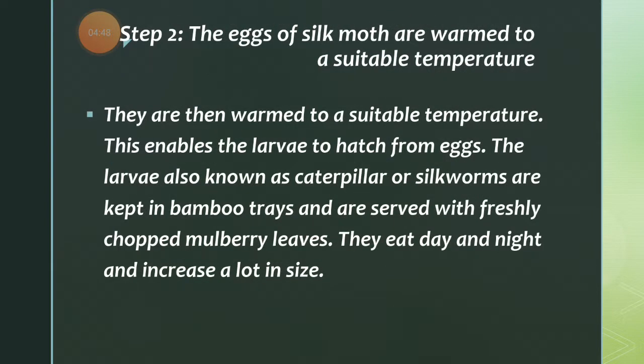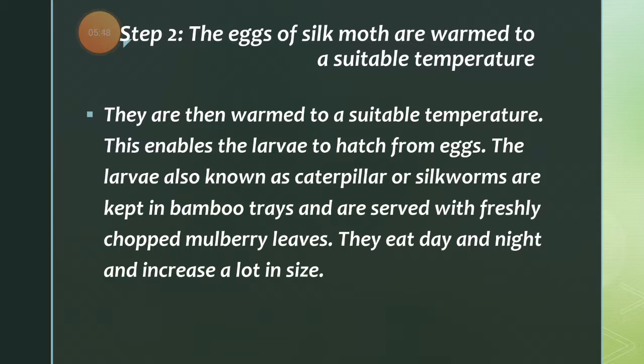Step 2. The eggs of a silk moth are warmed to a suitable temperature. When the eggs are warmed, they hatch. This enables the larvae to hatch from the eggs. Larva is the first stage of the silkworm. The larva is also known as a caterpillar. The silkworms are kept in bamboo trays, trays made with bamboo, and are served freshly chopped mulberry leaves.